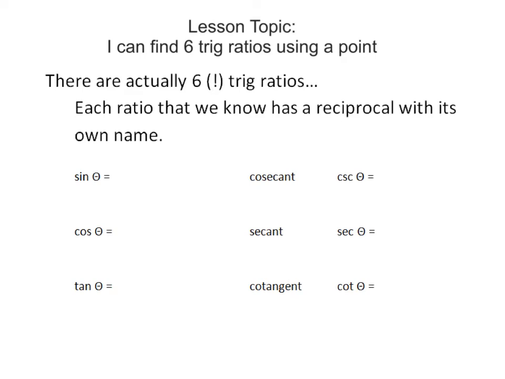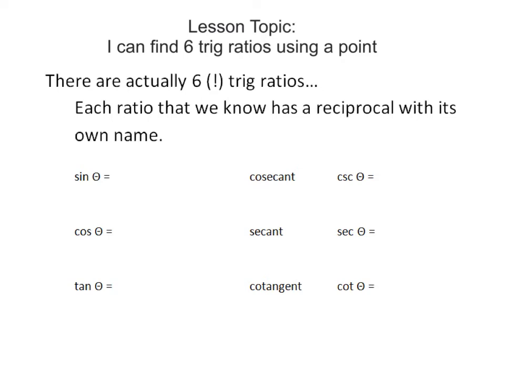The lesson topic for this video is, I can find 6 trig ratios using a point. So, yes, I did say 6 trig ratios. There are actually 6 trig ratios, even though we have always known only 3 of them. We've known sine, cosine, and tangent, both in geometry and in algebra 2. But now there are 3 additional trig ratios.